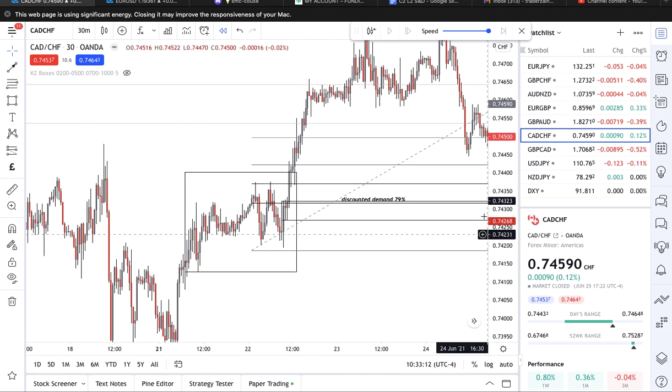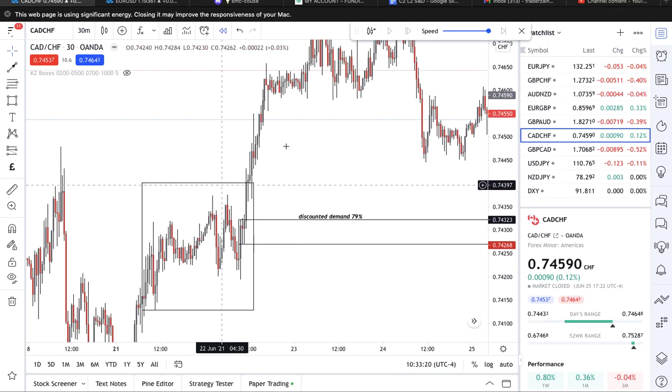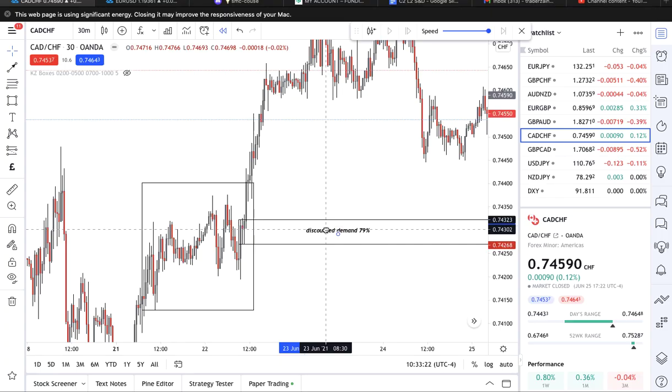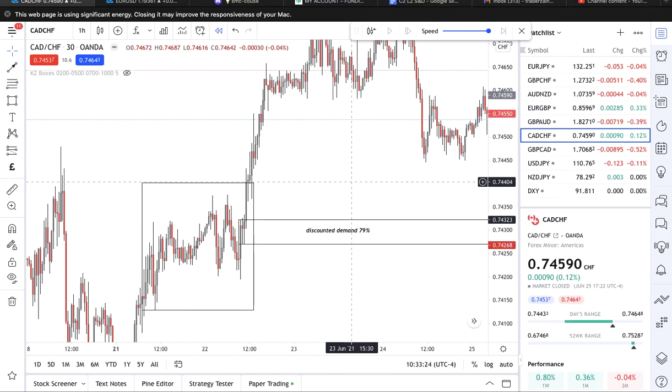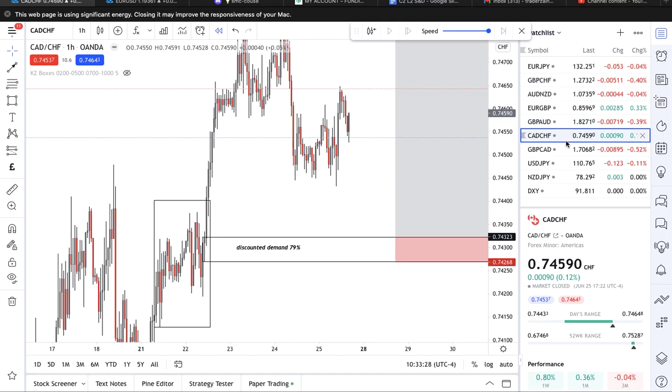And if I head over to that 30-minute, I'm sure I can show you the zone I'm going off with, which is right here. Rally, base, clean indecision candle, and then a rally, right? And we've got this imbalance and that break of structure. That is why I'm looking to take entry off this discounted demand, right? Pound CAD.